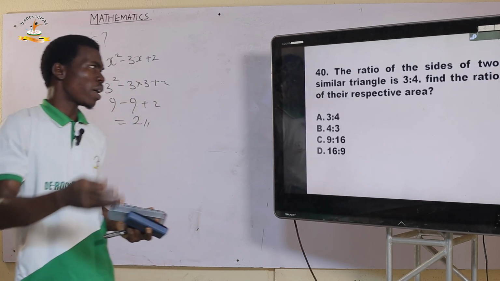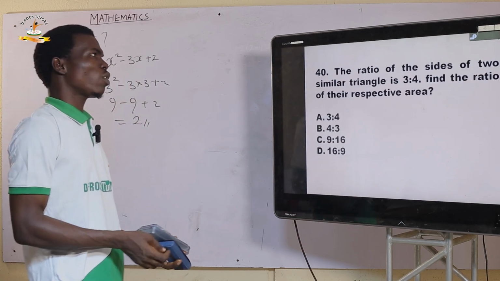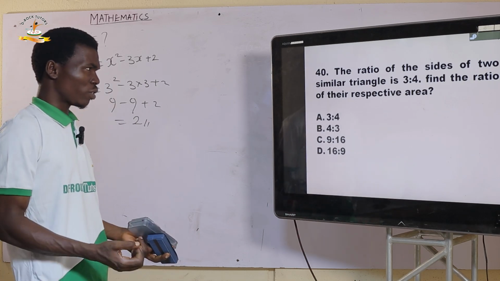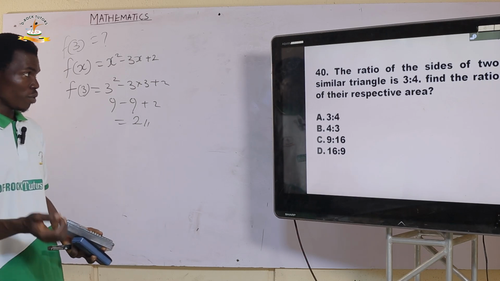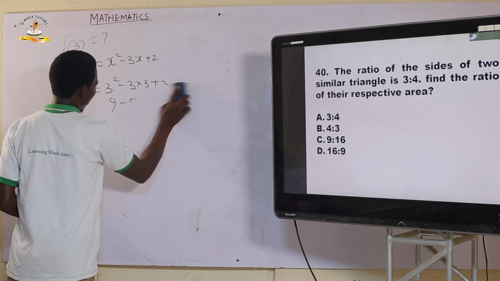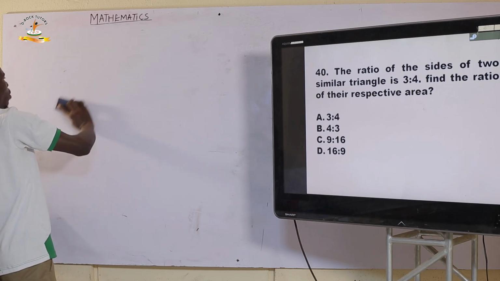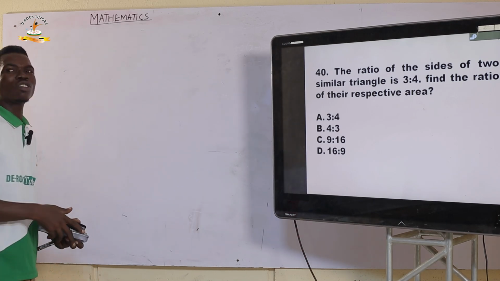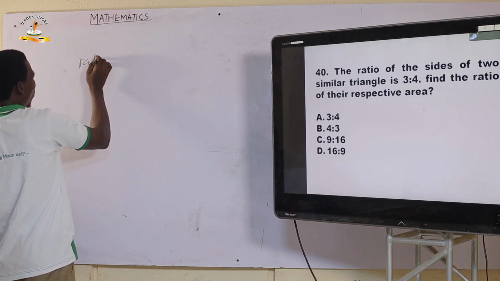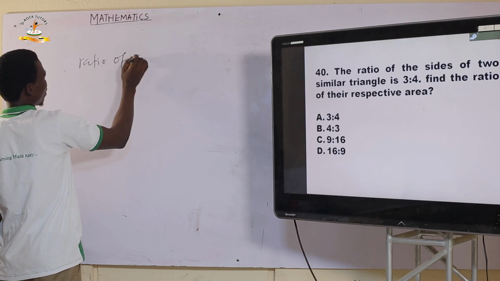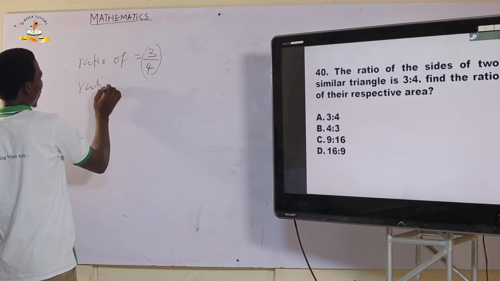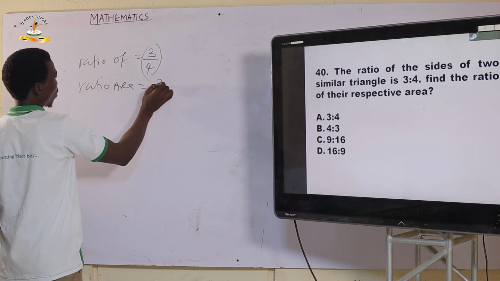Next question. Our next question is 40. The ratio of the sides of two similar triangles is 2:4. Find the ratio of their respective areas. So this is a ratio problem, and don't forget, when you have the ratio of sides, the ratio of the areas is just the square of the ratio of sides. If the ratio of sides is 3:4, then the ratio of area is going to be what?